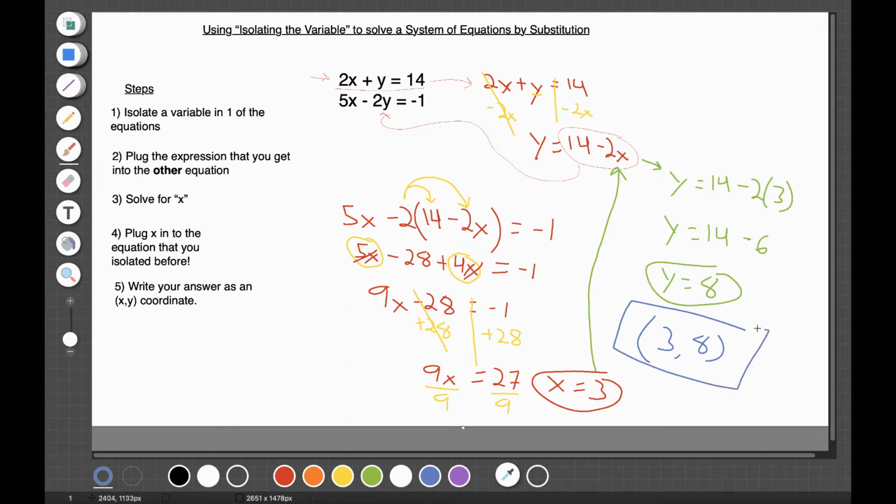Okay, so now that you have all these different steps together, what you're going to do is you're going to go ahead and practice this a few times and come to class ready with any questions that you might have or things you want to go over about it.